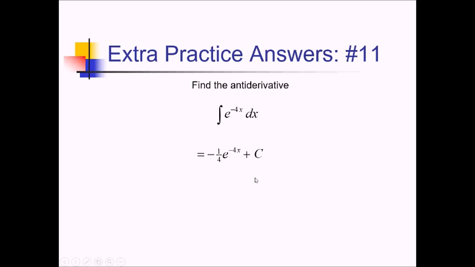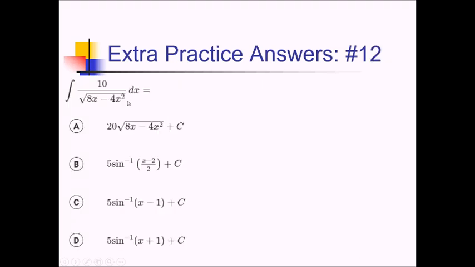On this problem, I'm trying to take the antiderivative of 10 over the square root of 8x minus 4x squared. So this is one of those problems where very few people are going to get this on the first try. It's more of one of those where, when you see how it's done, you're like, oh, that's what I needed to do.